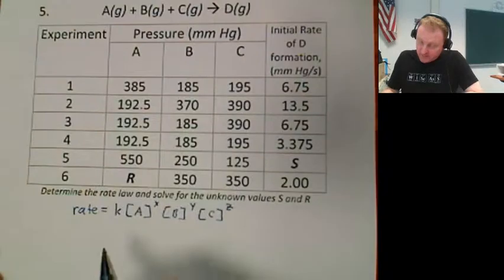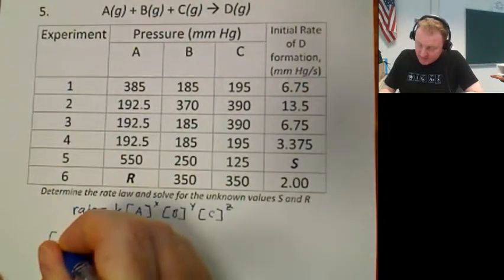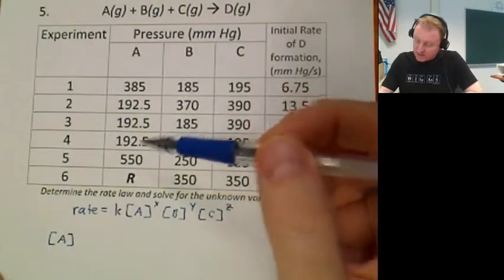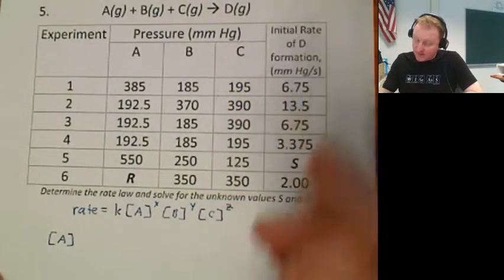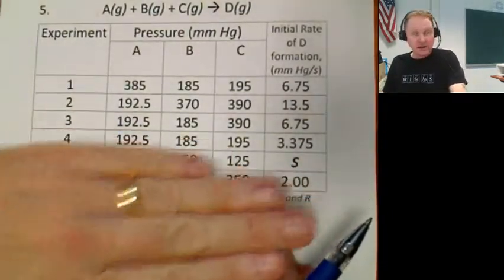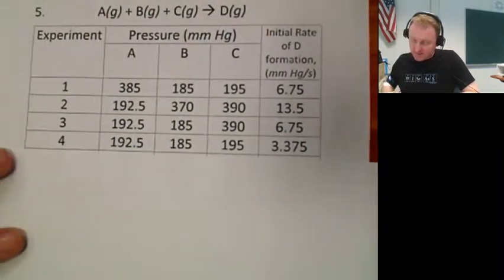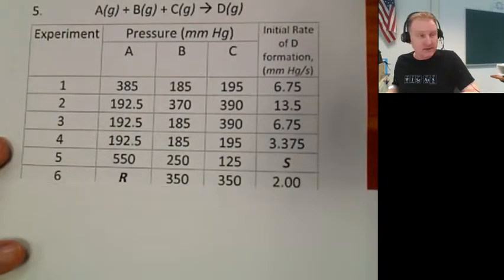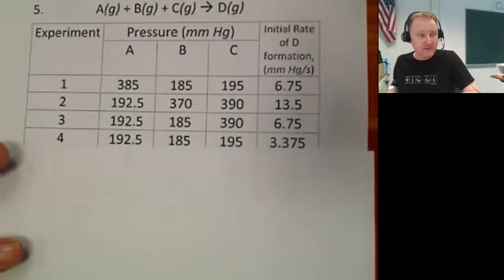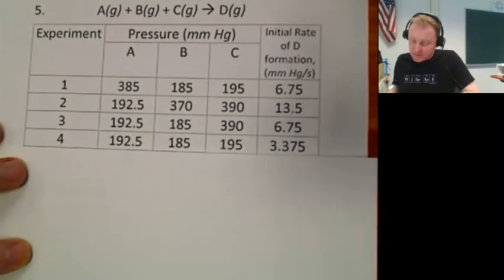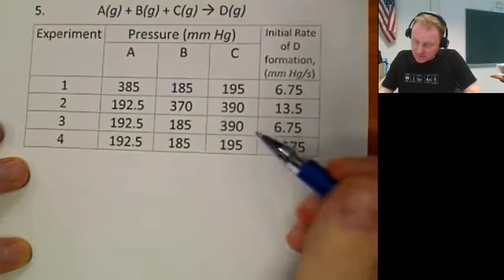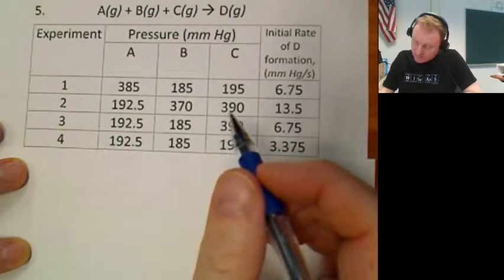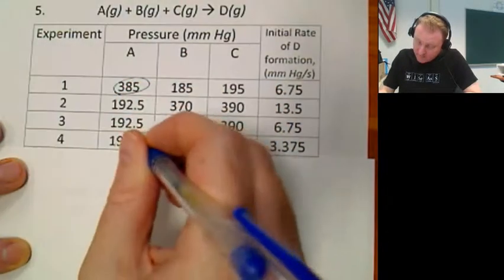So for concentration A, I need to find an example where A is changing, but B and C are not. And I wouldn't consider looking at 5 and 6, because you can't make a conclusion here, because this is incomplete data. So let's just look at these four. So for A, I would like to look at, well, let's see, maybe 1 and 4.